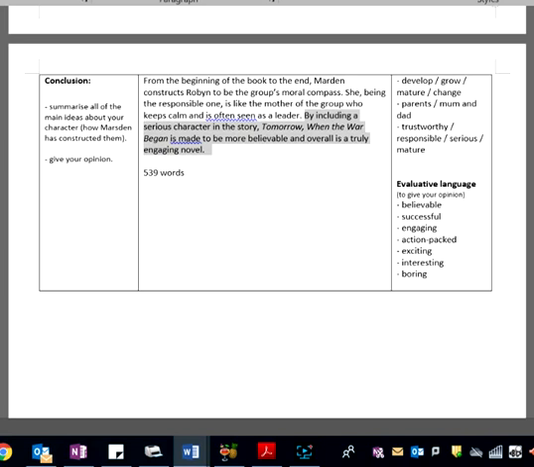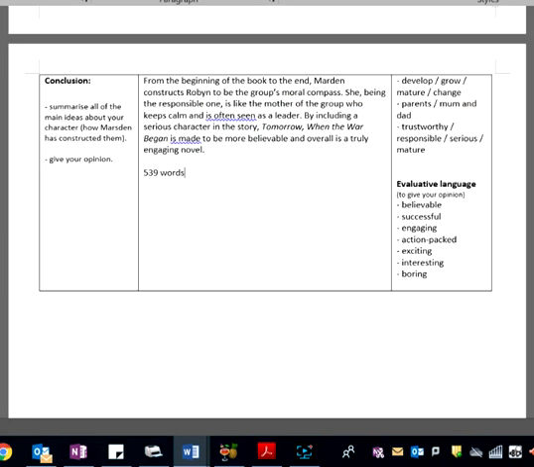And that's where I've used my evaluative language to give my opinion. I've used two. Can you find them? They're in this sentence. By including a serious character in the story, Tomorrow When the War Began is made to be more believable and is overall a truly engaging novel. I've used the word believable, that's my opinion, I'm evaluating it, and I've used the word engaging, again my opinion.